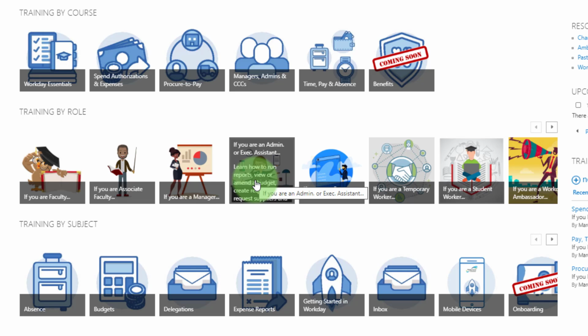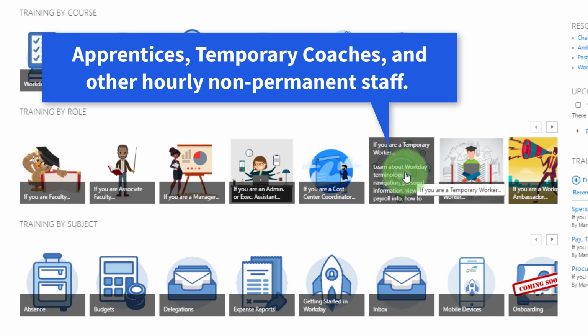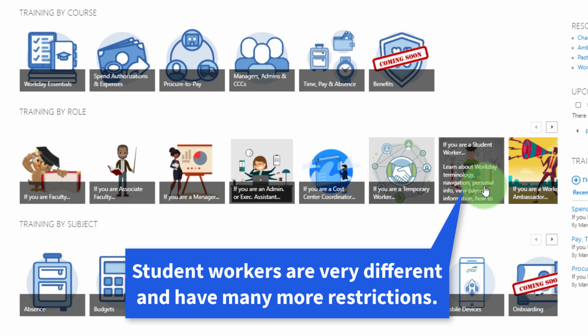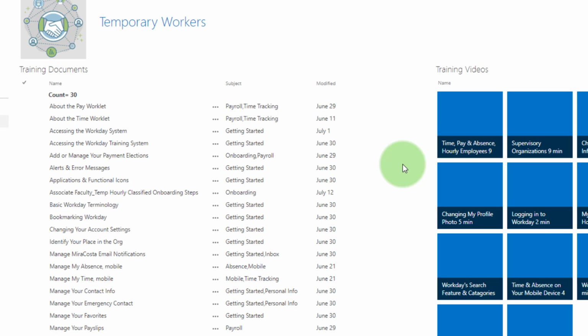Most of you will be entering things under temporary workers. That's apprentices, apprentice 1s, 2s, and 3s. If you are a student worker, then you would click on the student worker piece. Again, most of you are students and workers, but you may not qualify as a student worker. So clicking on the temporary worker would get you to the job aids there.